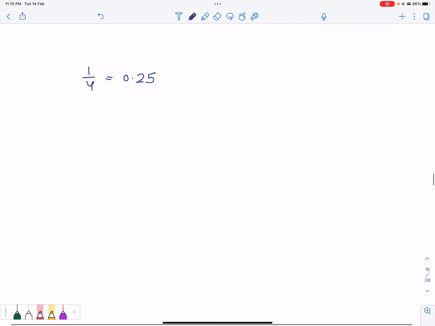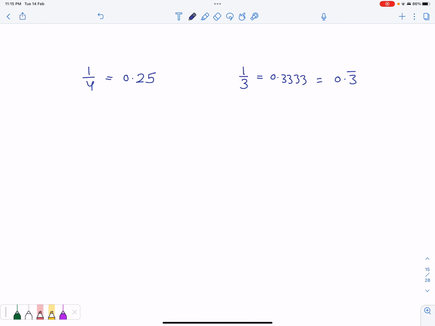So the first famous fraction is 1/4, which is equal in decimal to 0.25. Always remember that. We also have 1/3, a third, which is equal to 0.3333, a lot of threes. We can write that as 0.3 with a bar up like that.